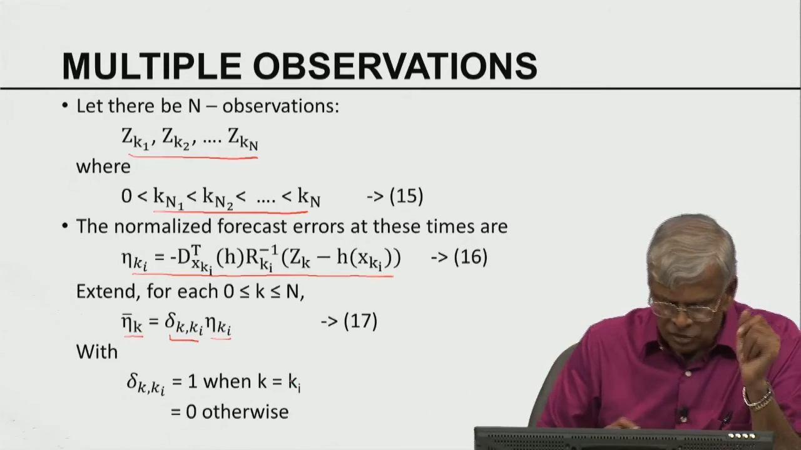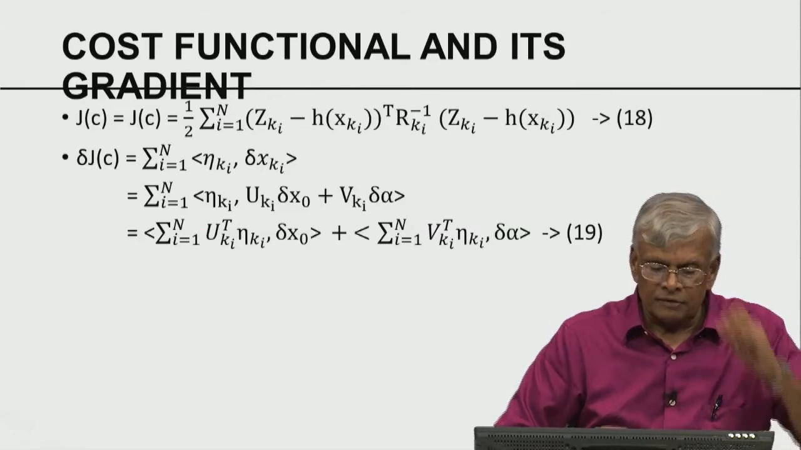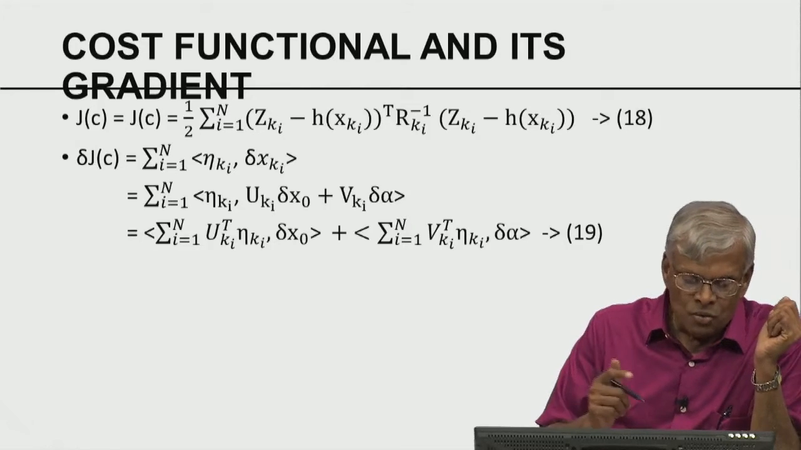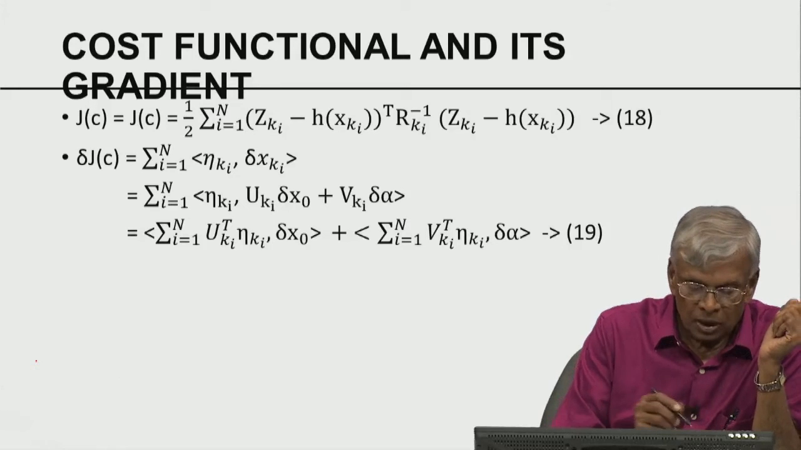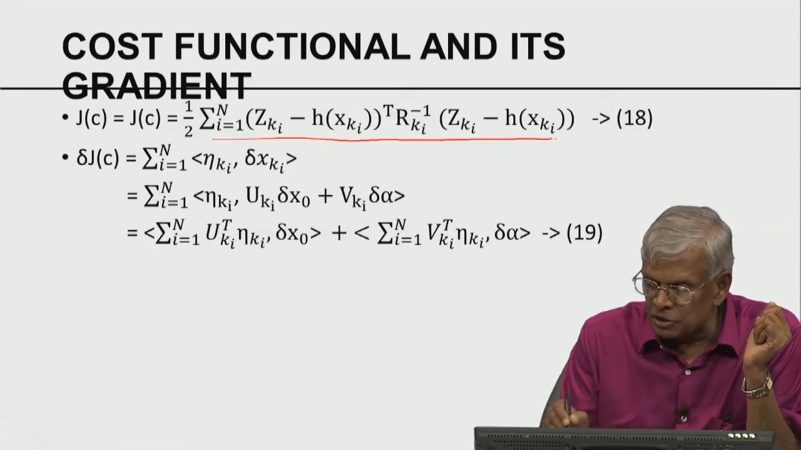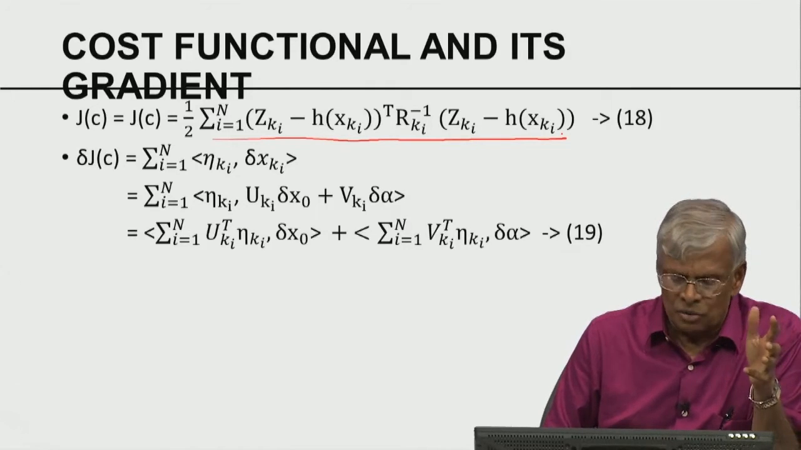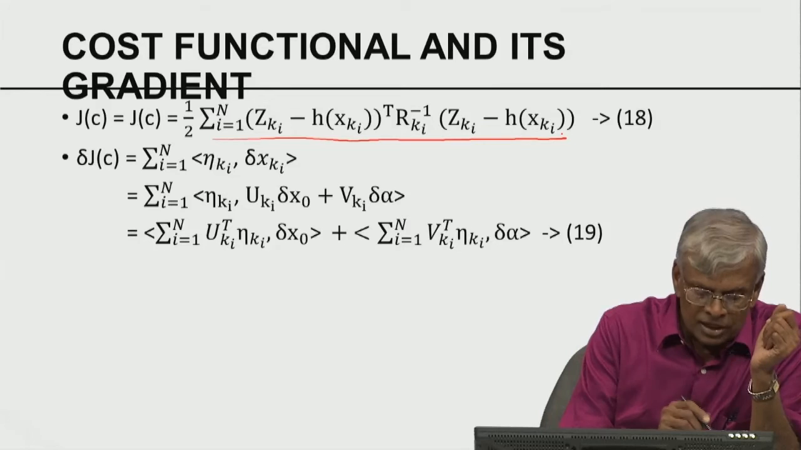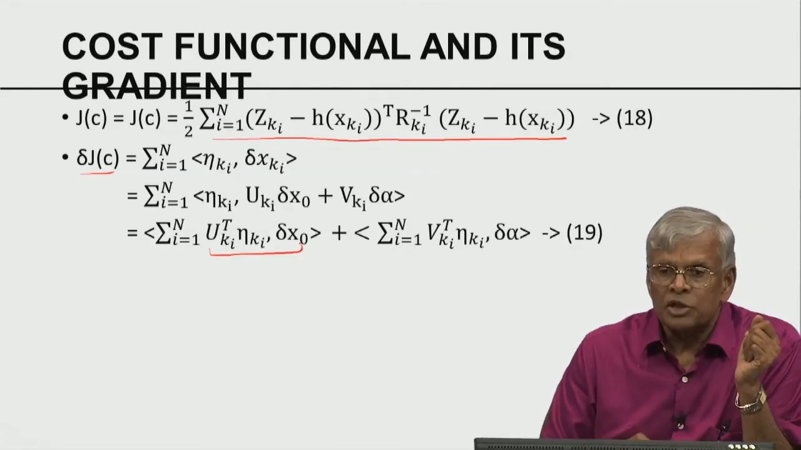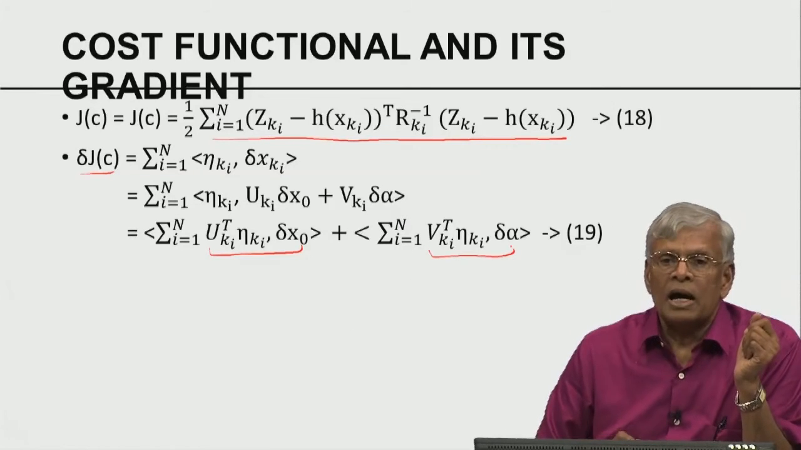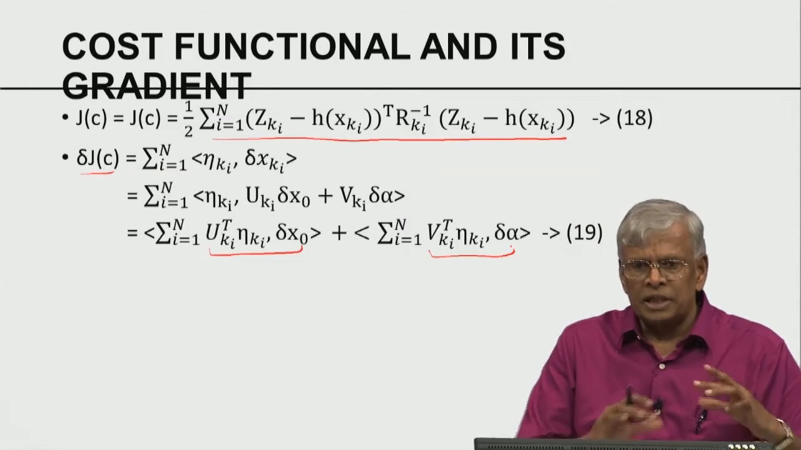So delta k is the standard delta function. With this standard delta function, we can now express the cost function. Again, delta J is the sum of all the weighted squared errors over all the observations. We have already seen delta J is given by this: the forward sensitivity part with respect to the state, and this is the forward sensitivity part with respect to the parameters.